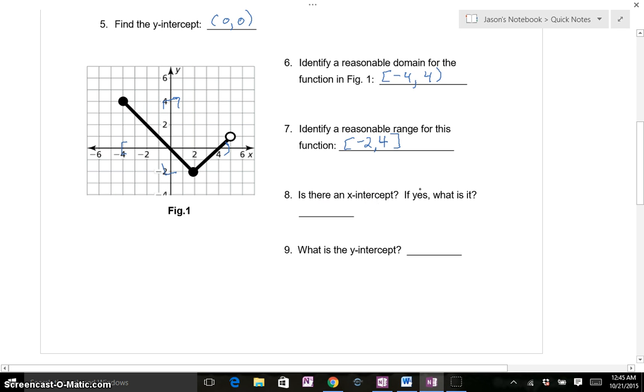Where is the x-intercept? Is there an x-intercept? If yes, what is it? Alright, well in this one it has two x-intercepts. So, yes there is. And we have one at 0, 0, and we have one at 4, 0. Remember these are ordered pair points, so they're not intervals. What is the y-intercept? The y-intercept would be at the origin as well, 0, 0. And that is the y-intercept, where it intersects the y-axis.